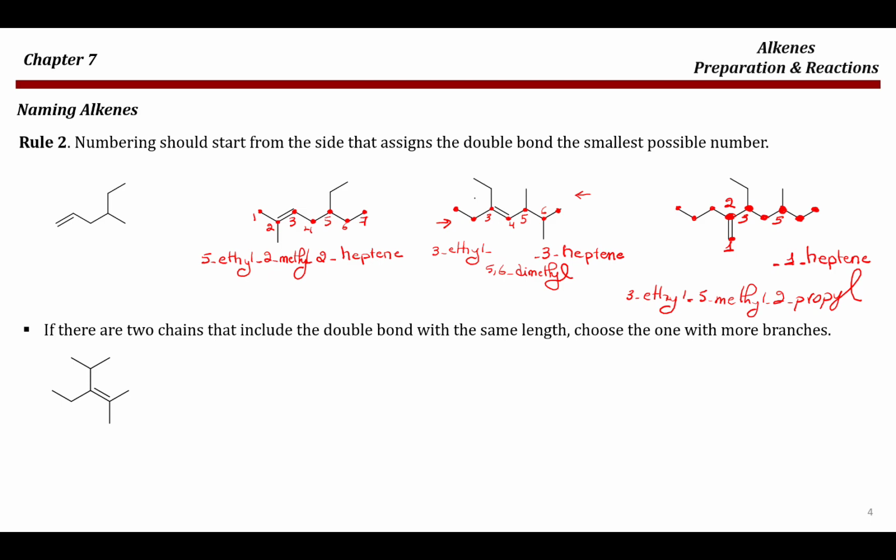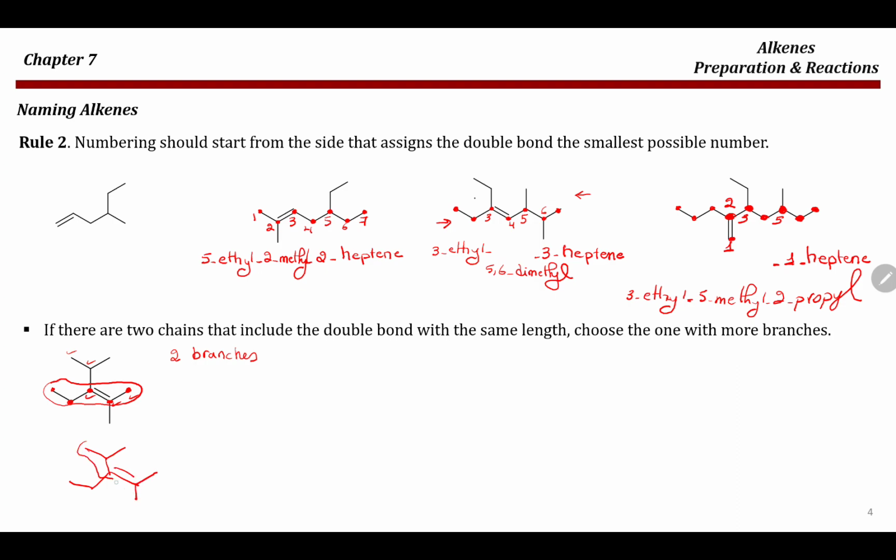For example, in this case here, I can choose this one to be the longest chain, 1, 2, 3, 4, 5, or I can choose this one, 1, 2, 3, 4, 5. Now both chains have the same length, 5 carbons, and they both include the double bond. Which one should I choose? I should choose the one which has more branches. So if I choose this chain, I'm going to end up with 2 branches, which are the isopropyl and the methyl group. If I choose the other one, I'm going to redraw a structure here just to clarify.